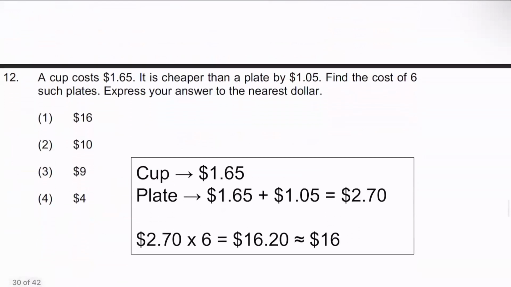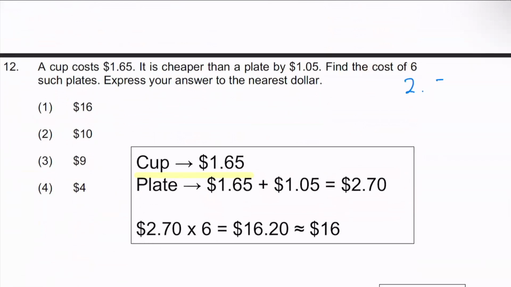So if one cup is $1.65, it is cheaper than the plate, right? Means that you must add. So the plate is $1.65 plus $1.05. You get $2.70. So they want to know the cost of 6 plates. So $2.70 times 6. So 270 times 6.